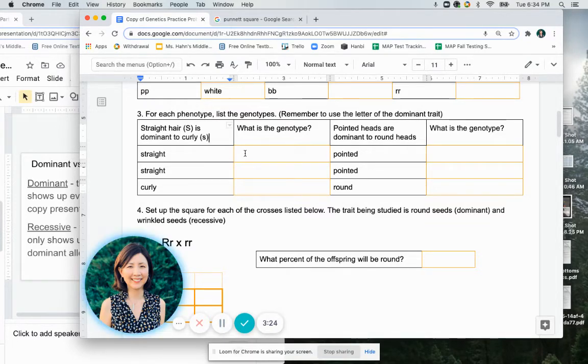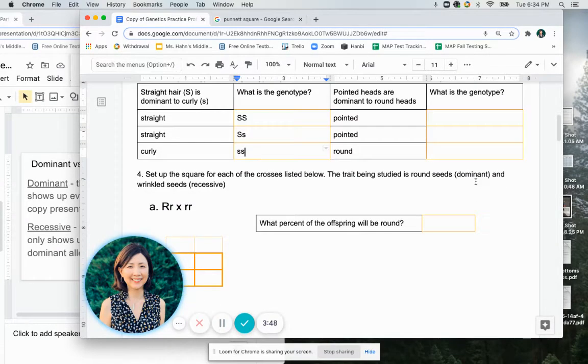So what would the genotype of someone who has straight hair be? Well, they could have two big S's, or they could have a big S and a little s because big S is dominant, so that little s would hide. And then if they had curly hair, they would have to be little s, little s. Then you can go ahead and do the other example.